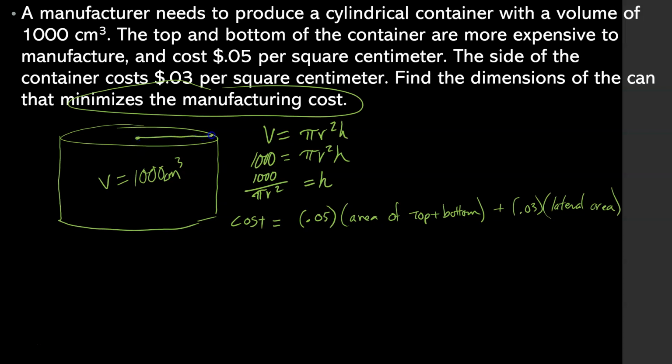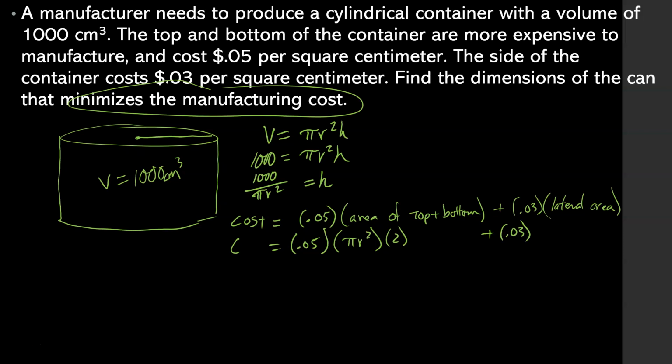So, what's the area of the top? The area of the top is just a circle, so your cost is going to be 5 cents times pi r squared. And then the top and bottom are identical. We'll multiply by 2. What's the lateral area? That's actually a little harder to figure out.